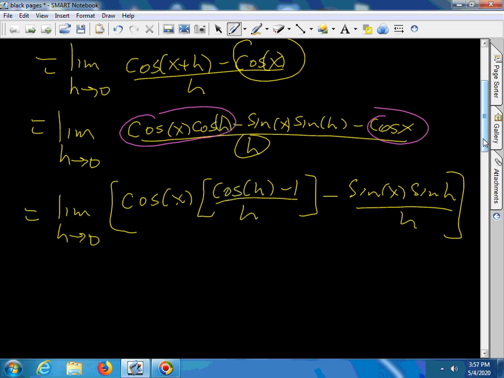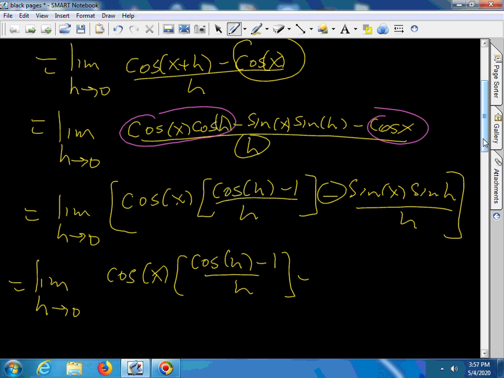Okay. So, I have a subtraction. I can take the limits separate. The limit of the first term minus the limit of the second term.